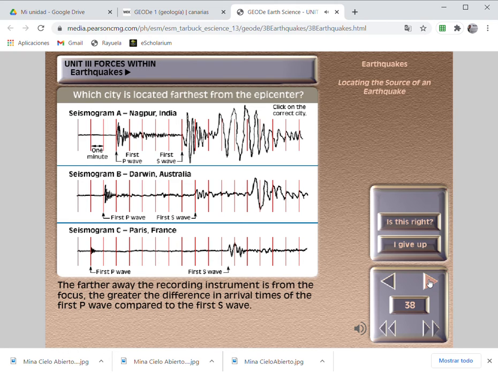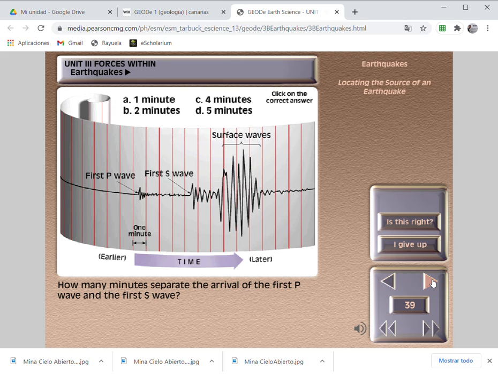The farther away the recording instrument is from the focus, the greater the difference in arrival times of the first P wave compared to the first S wave. How many minutes separate the arrival of the first P wave and the first S wave?